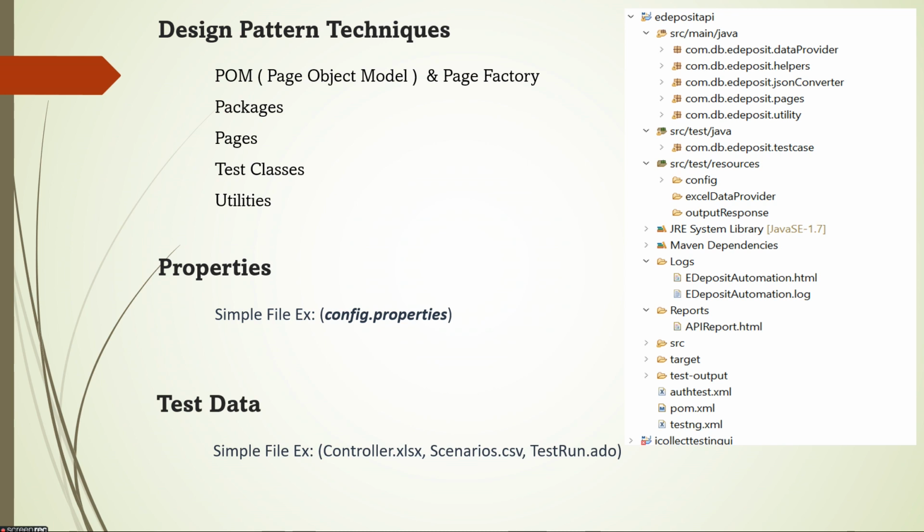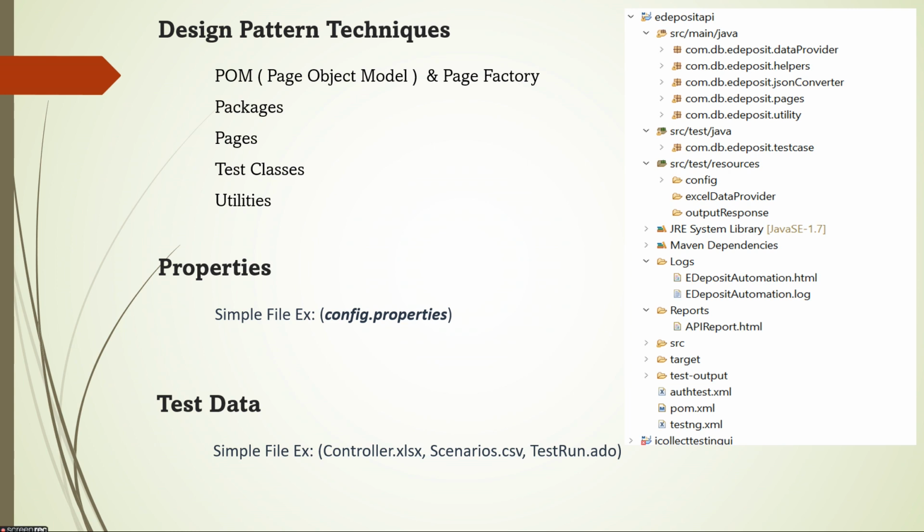Another is test data. Test data is also important. Test data is kept in an Excel sheet, .csv file, .json file. We pass the test data and handle data-driven testing by using Apache POI libraries to handle the Excel sheets, and we can use different drivers as well to establish a connection between the database and all that.